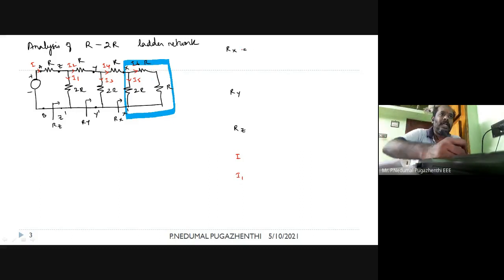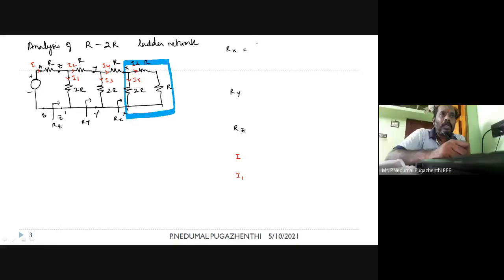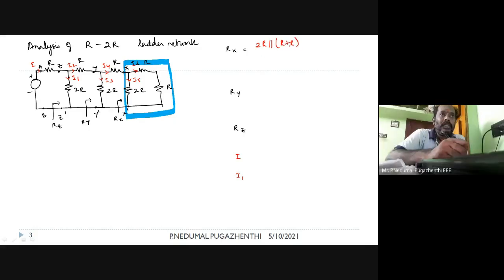First tell me the connections, then we can find the value. How are the resistances connected? R and R are in series. Okay. 2R is parallel to that series. So can I write it like 2R parallel to R plus R? Yes. Very good. Excellent. Everybody who has also answered in the chat window, thank you very much.